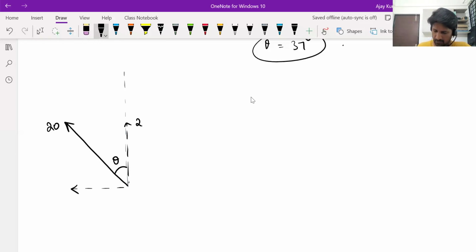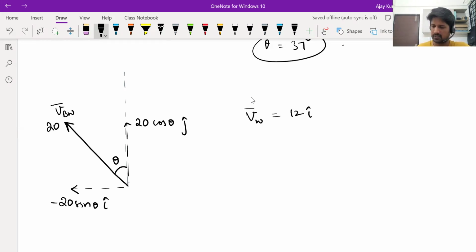The y component will be 20 cos theta. The x component to the left will be 20 sine theta. So we should take it as minus 20 sine theta i cap. Y component is 20 cos theta j cap. That is velocity of boat relative to water. And we know the velocity of water is 12 i cap. Okay, all of them are in meters per second.